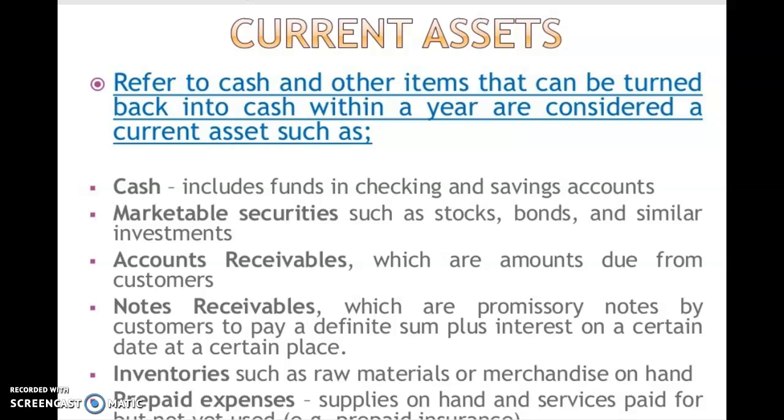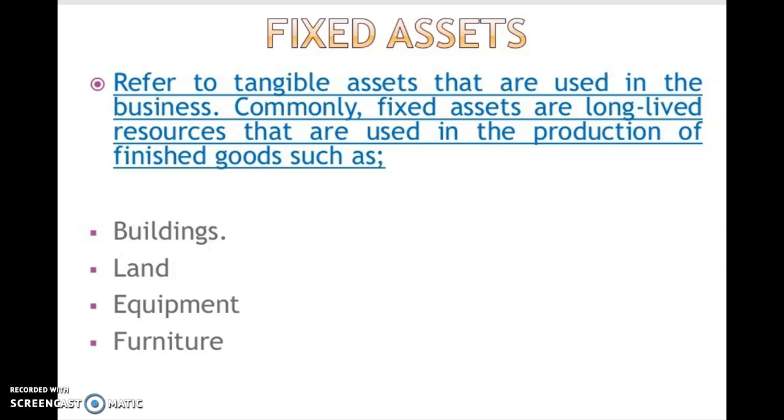It may include cash, bank balance, short-term investment, marketable securities, investments which are having a short duration of maturity, inventories or stock, debtors, accounts receivables, all that. All these assets are categorized as the current assets. Now come to the fixed assets or non-current assets.